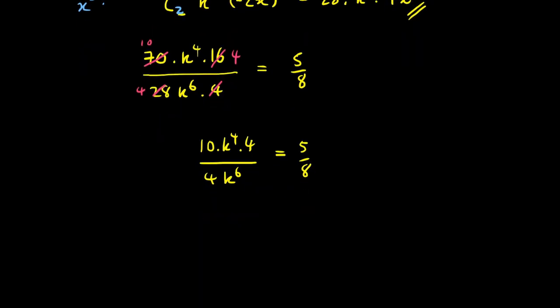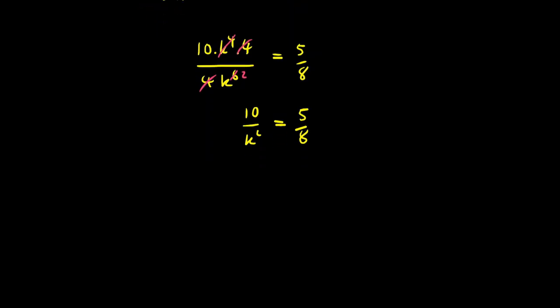And hopefully you can see I can also cancel the powers of k. So if I divide top and bottom by k to the power of 4, then on the bottom I'm going to get k squared. So in the end, what am I going to get? Well, I can also cancel off the 4, can't I? Cancel off that 4 there. Okay, so I'm going to get 10 upon k squared is equal to 5 upon 8. If I multiply through, sorry about that, k squared is going to be equal to 8 times 10 all upon 5, which is the same thing as 16, right? Because 10 divided by 5 is 2, and 8 times 2 is 16.